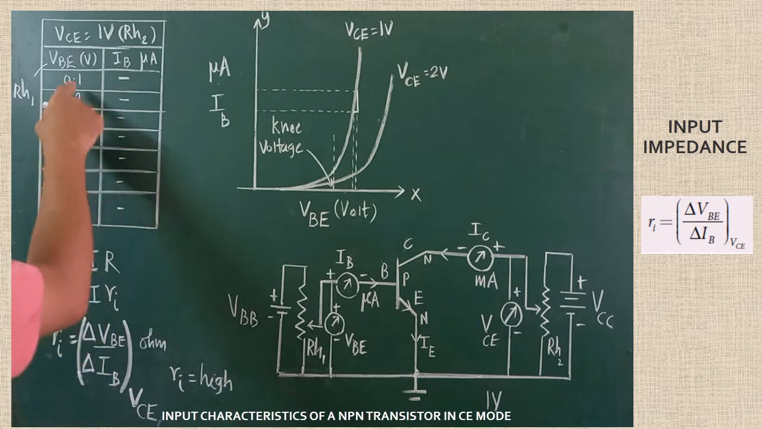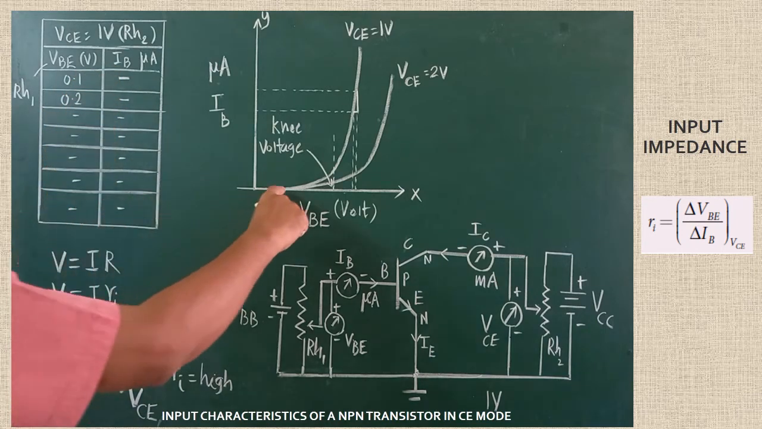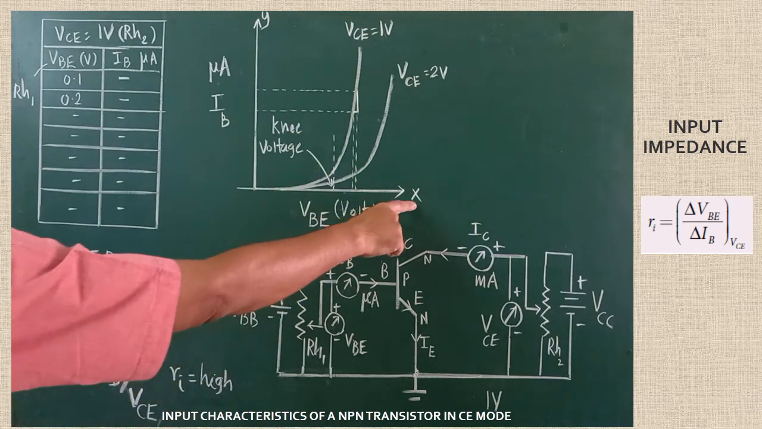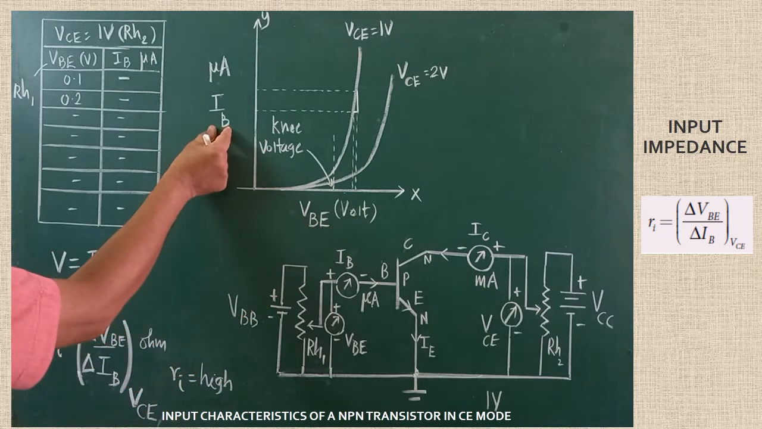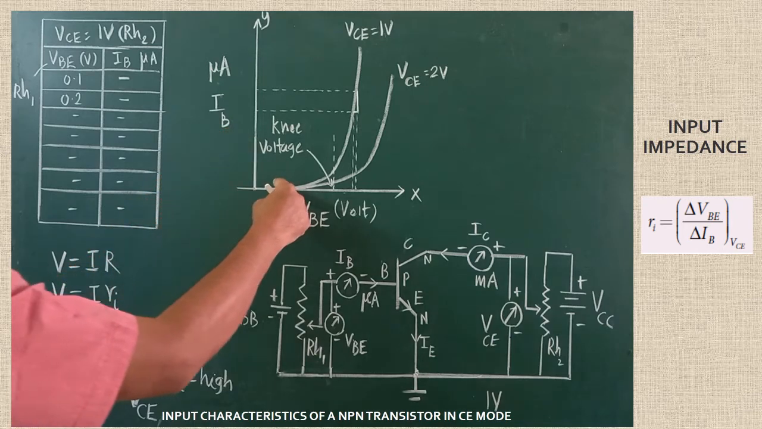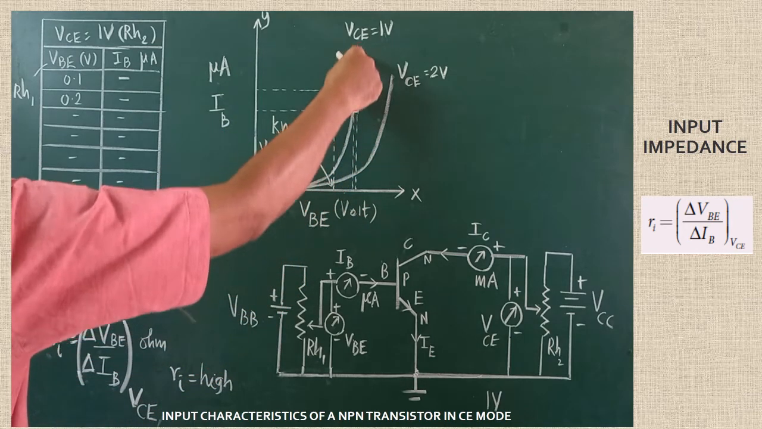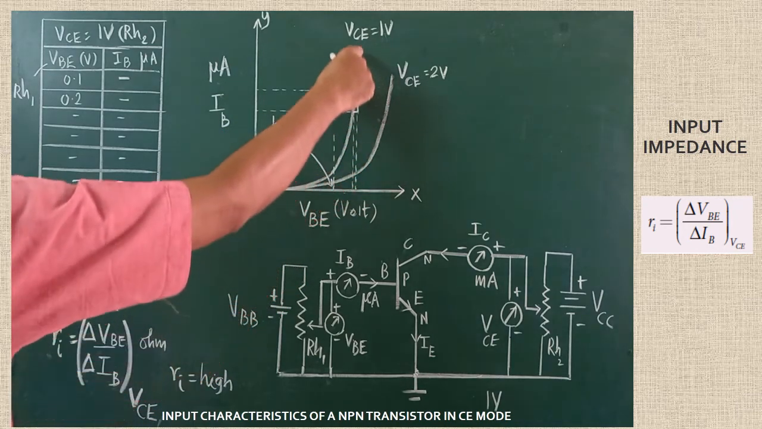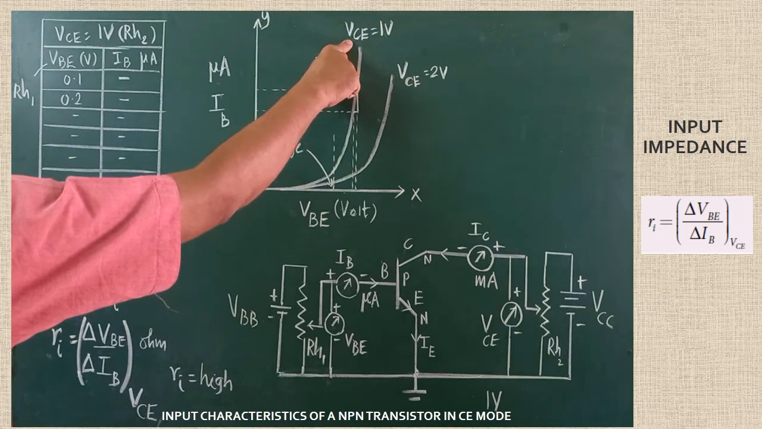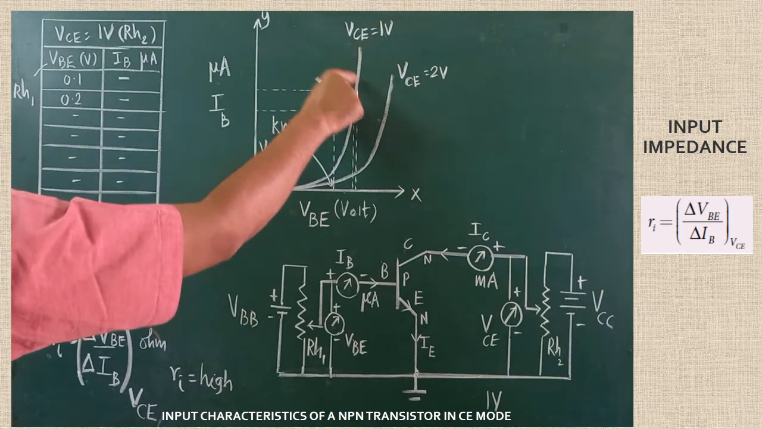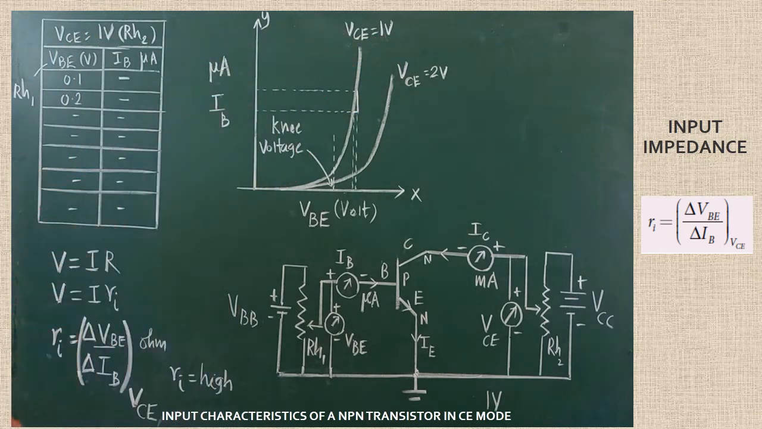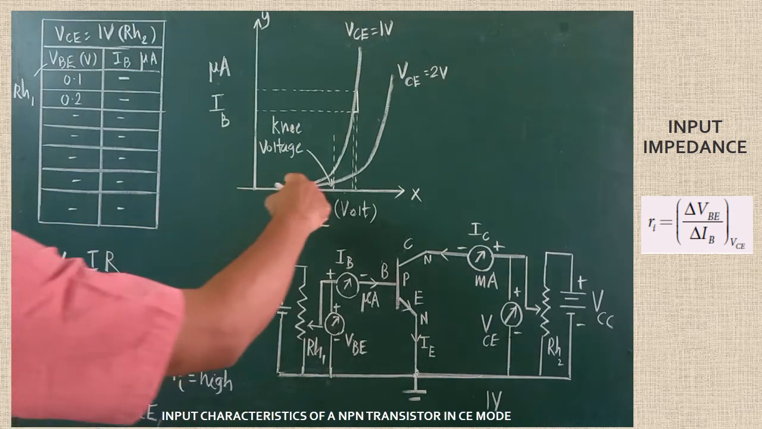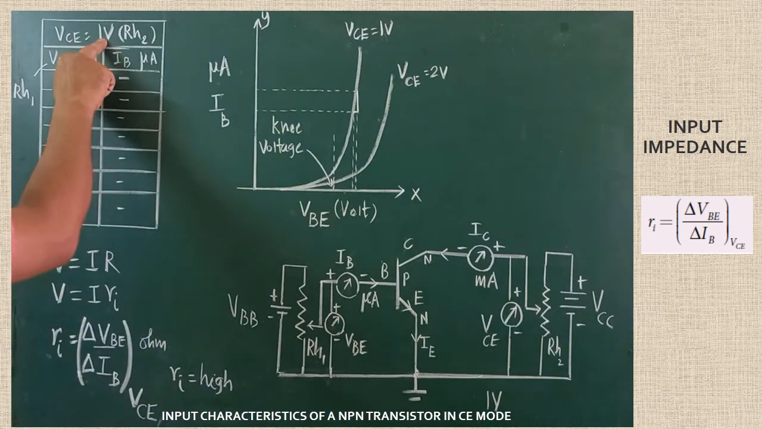So after getting the set of values, plot the values. In the graph sheet, the VBE value is taken on the x-axis and the IB value on the y-axis, and plot the values; you will get this graph. This particular part of the graph you will get at the top, very close to the curve. This value, VCE is equal to 1 volt, must be written.